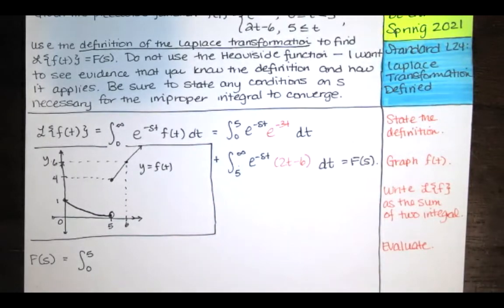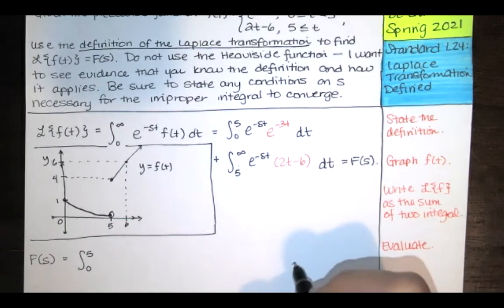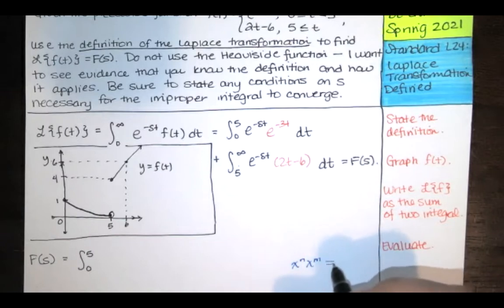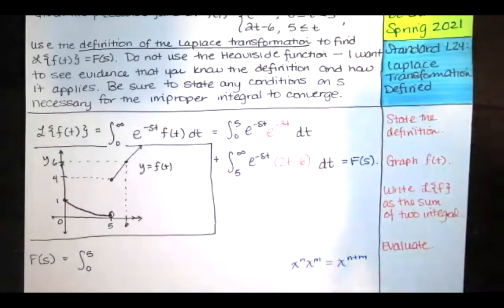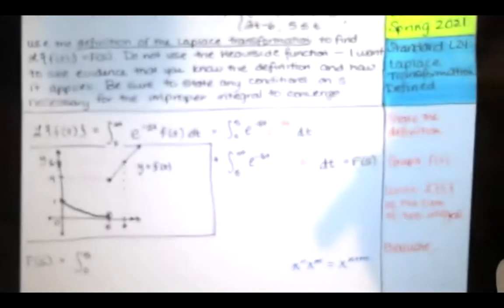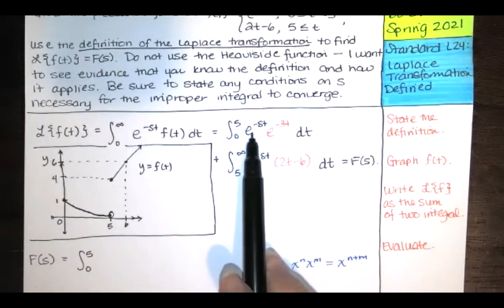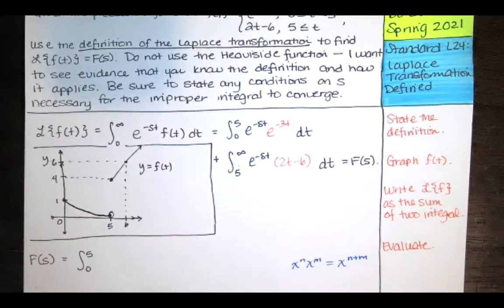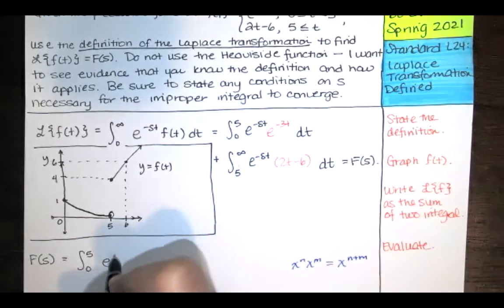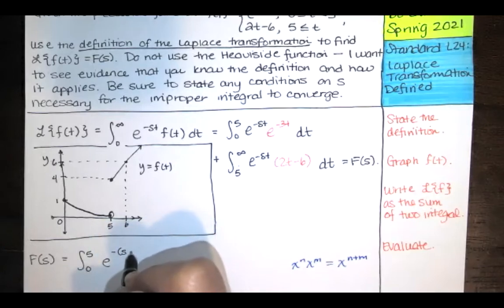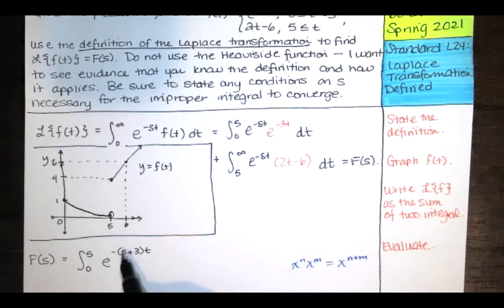Now remember our exponent properties. If we have x to some power times x to a different power, we add the exponents. That works for power functions, but it also works for any kind of exponential function. If the base is the same, you get to do that. So if I have these two exponentials, I can add the exponents. And I think I'll factor out the -1 as well and factor out the t. So I end up with s plus 3 times t times -1 as my exponent.